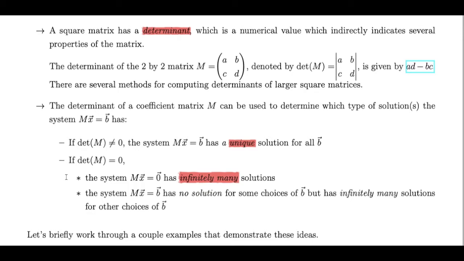This bullet here is actually really crucial to what we want to accomplish in 5.3 when discussing eigenvectors and eigenvalues. So let me just restate it one more time. If we have a system where my right-hand side equals 0 and the determinant of the coefficient matrix equals 0, then the overall system will have infinitely many solutions.